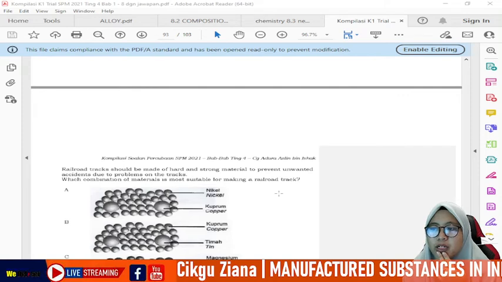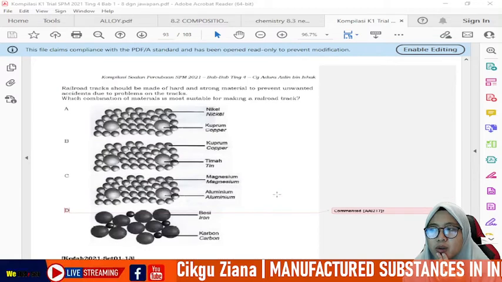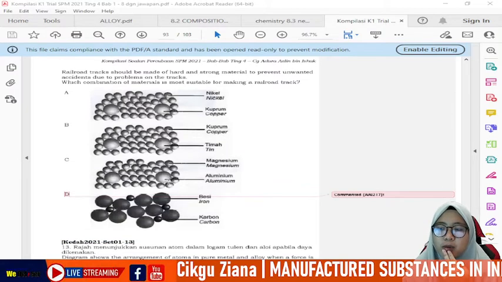Railroad tracks should be made of hard and strong material to prevent unwanted accidents due to problems on the tracks. Which combination is more suitable? So, buat untuk railroad. Railroad ni apa? Landasan kereta api. Landasan kereta api nak buat daripada apa?